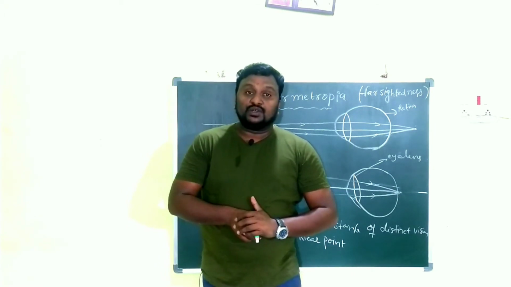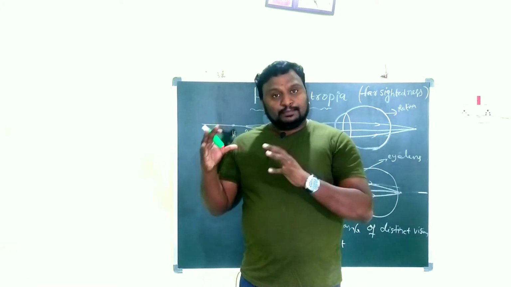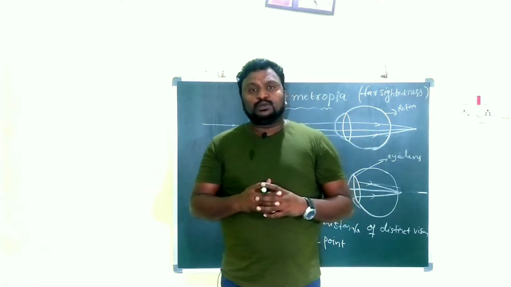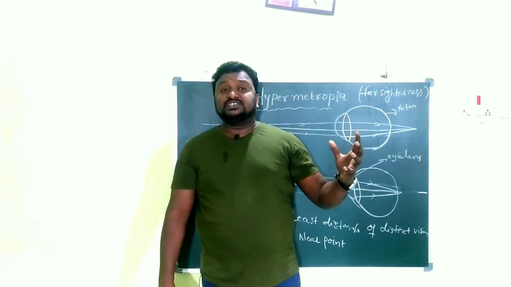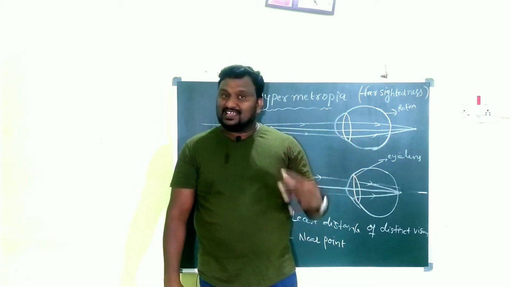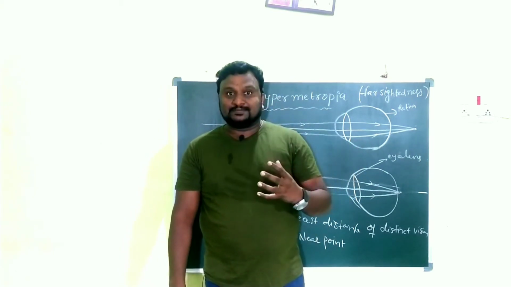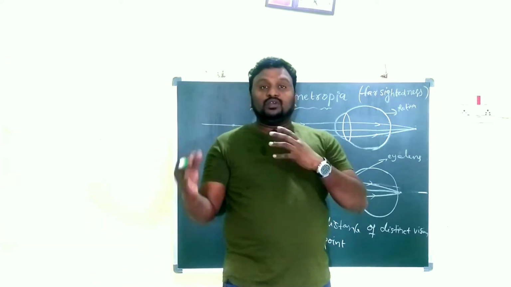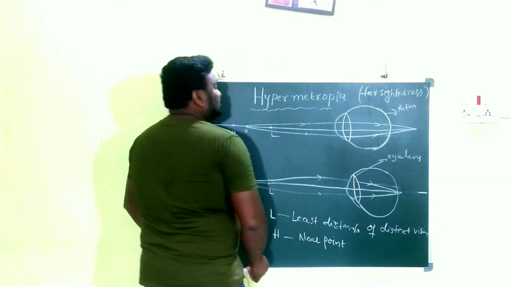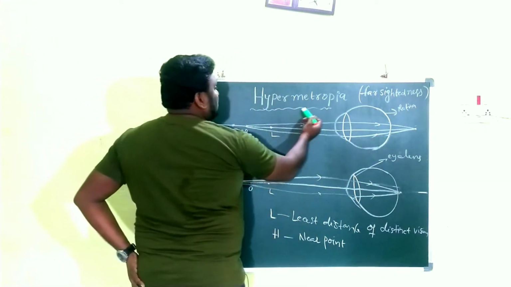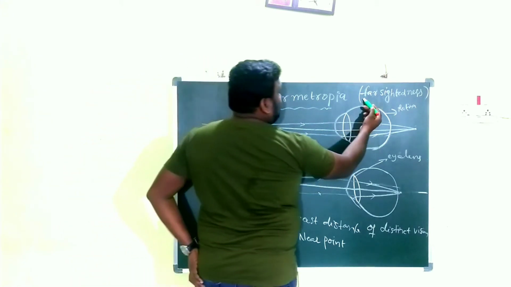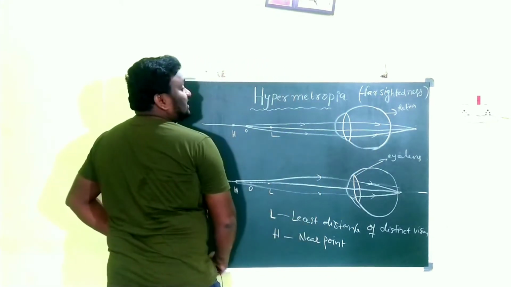Now, why are the people suffering from hypermetropia unable to see nearer objects clearly? What's the reason behind that? To understand that, we will go to the diagram. So children, hypermetropia is also called farsightedness.